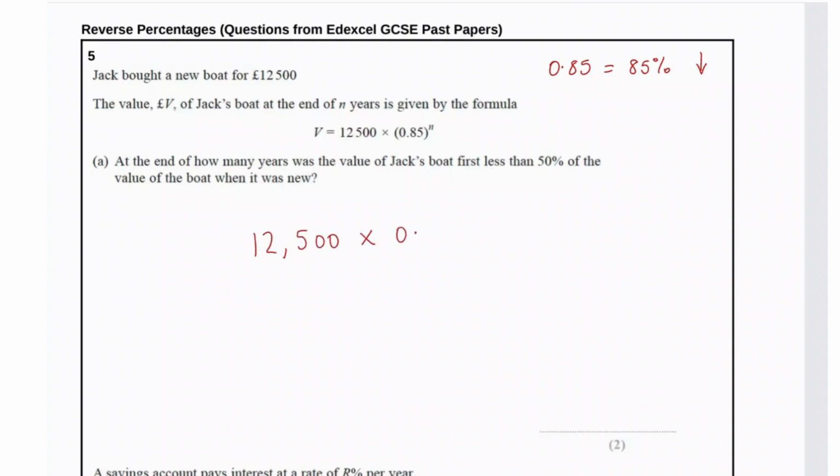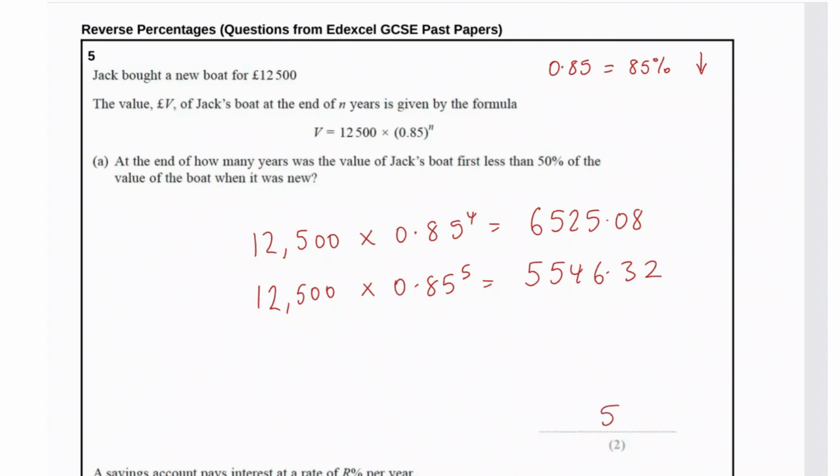What we should just do here is try a few numbers. So if we try 4 years, 12,500 times 0.85 to the power of 4, the boat is worth £6,525 and 8 pence. Half of that value would be 6,250, so we haven't quite made it in 4 years. So it's probably going to get there in 5 years. So let's check that. Yeah, so the boat drops below half its value.